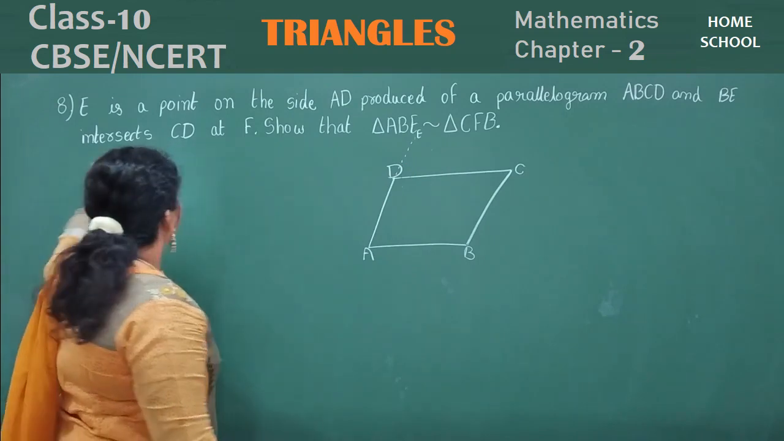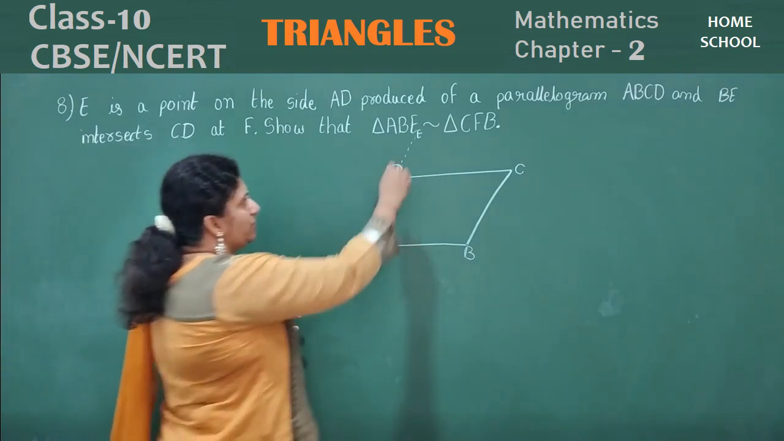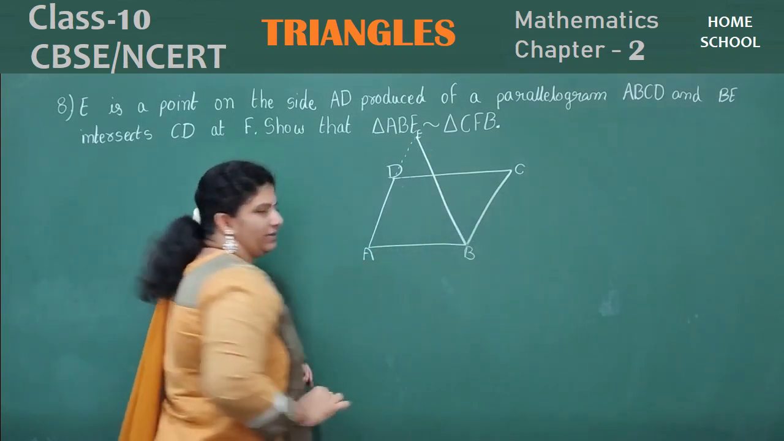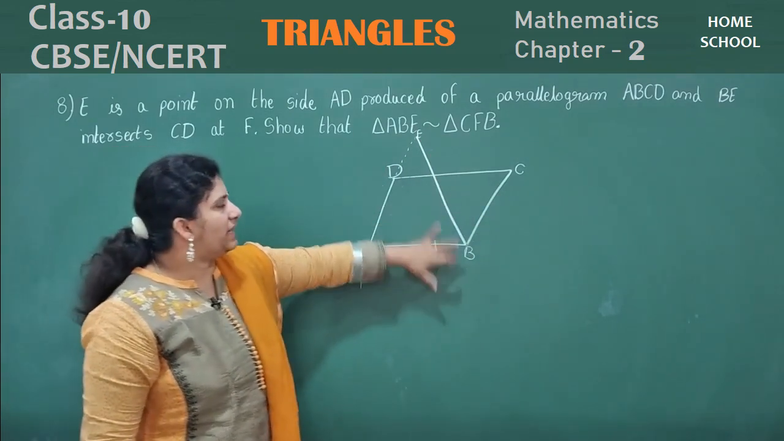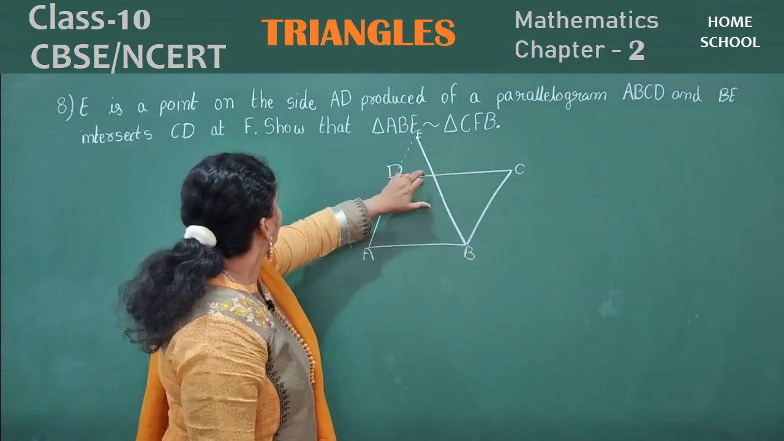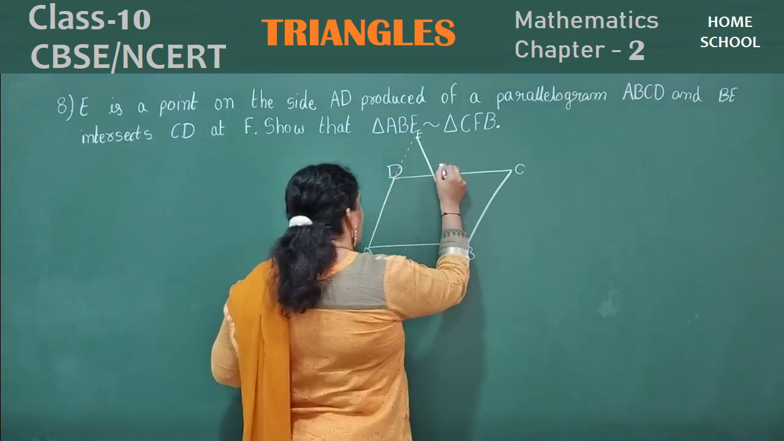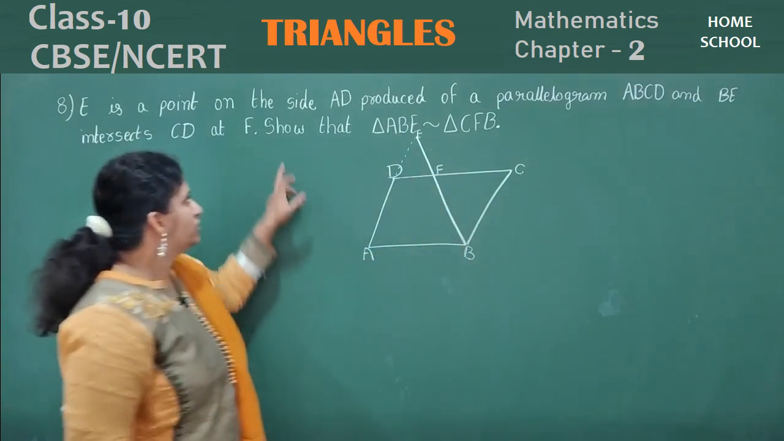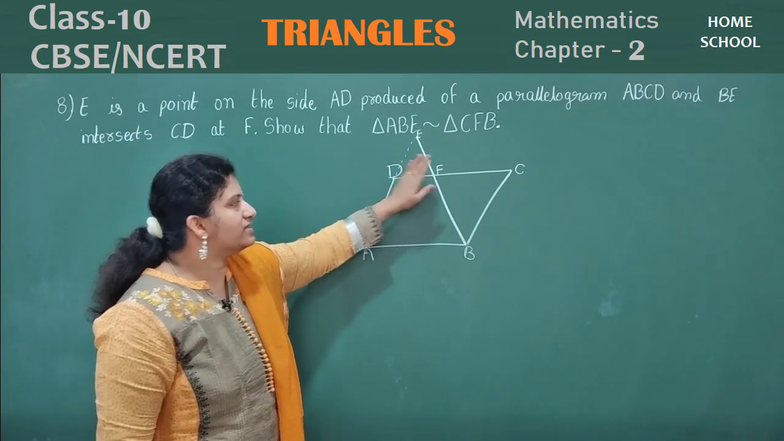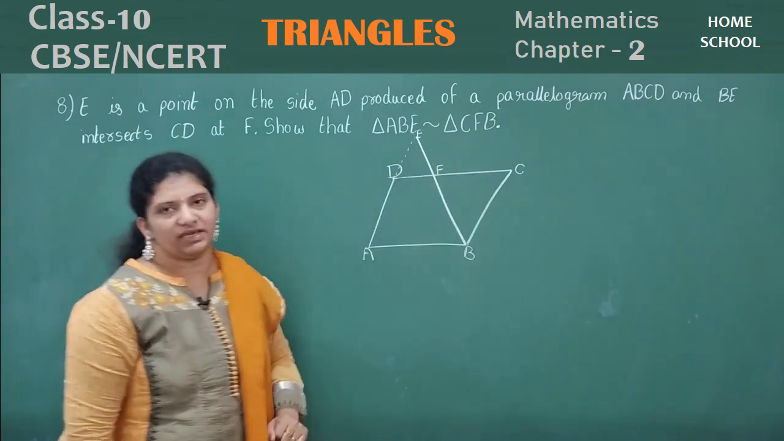ABCD and BE intersects. BE means we need to join E to B. BE intersects CD at F. So let's mark here F. Show that triangle ABE is similar to triangle CBF.